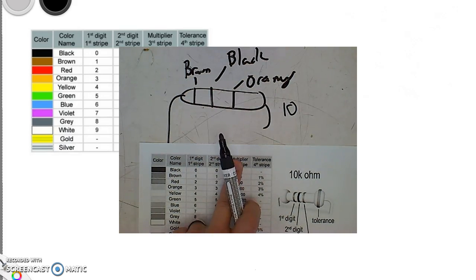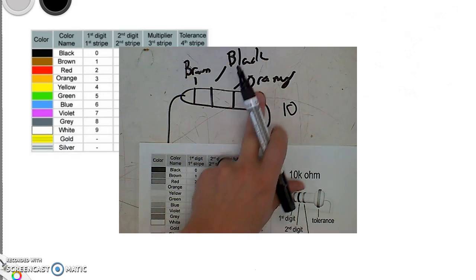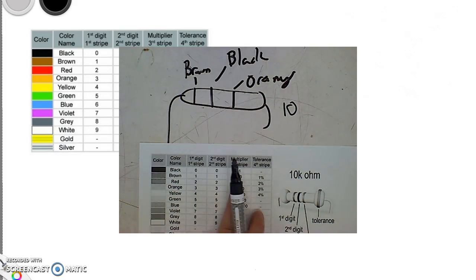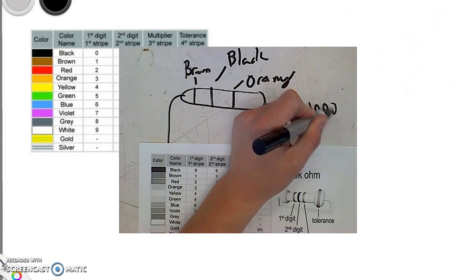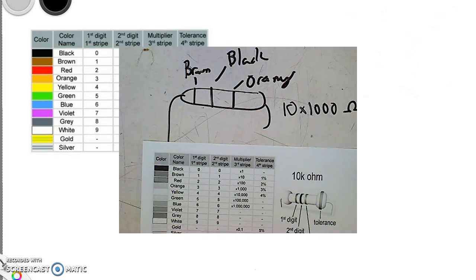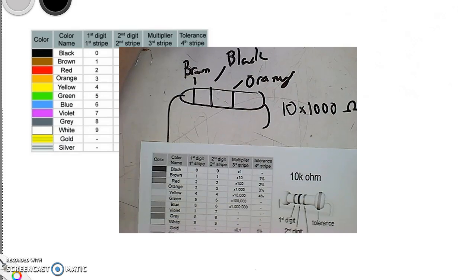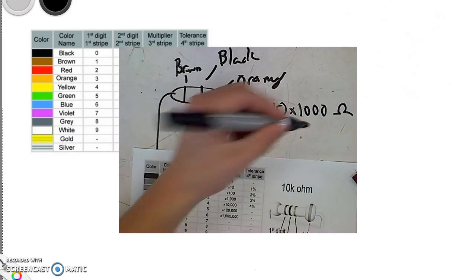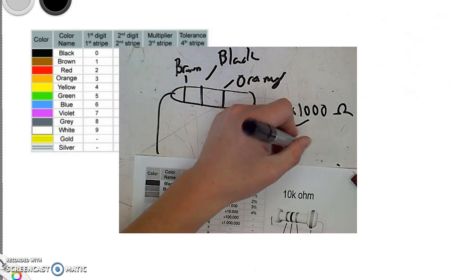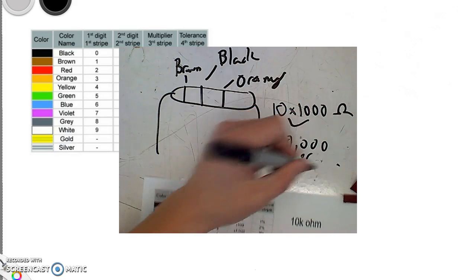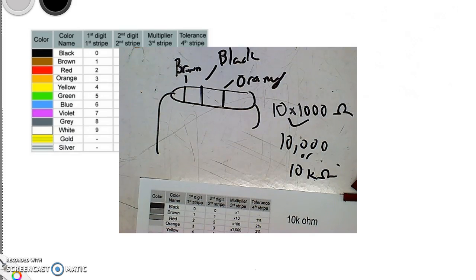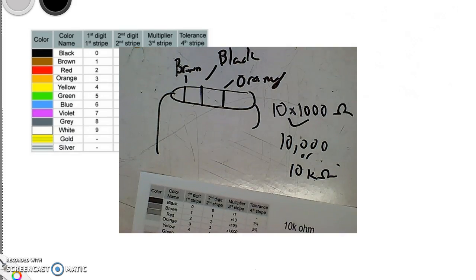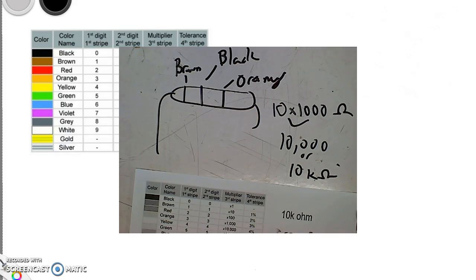And then the third stripe represents a multiplier. So for orange, in the multiplier stripe, it represents times 1,000. So that's 10 times 1,000 ohms of resistance provided by this resistor. So 10 times 1,000 is 10,000, or 10 kilo ohms, of resistance there. Now, we'll go ahead and verify that with the multimeter.